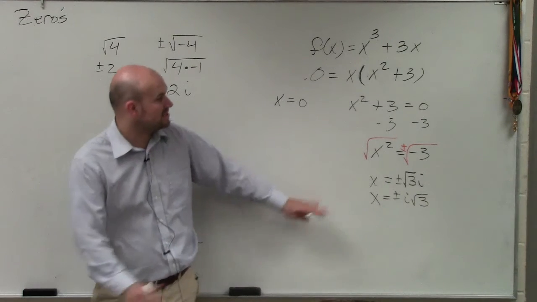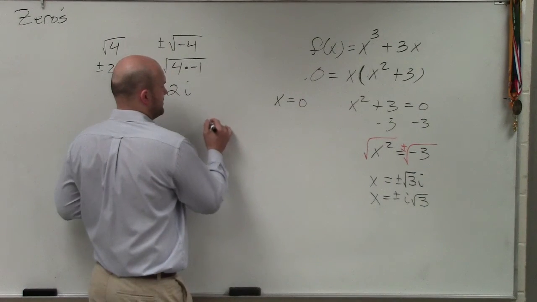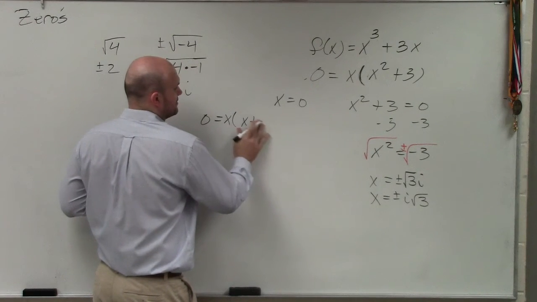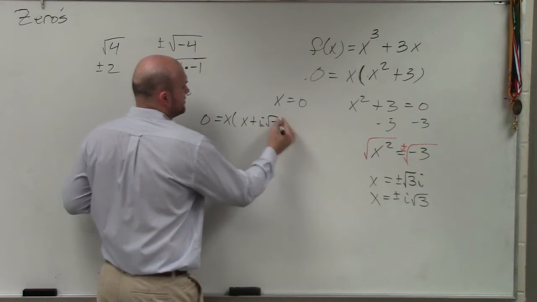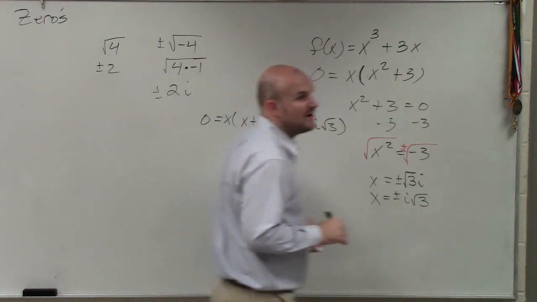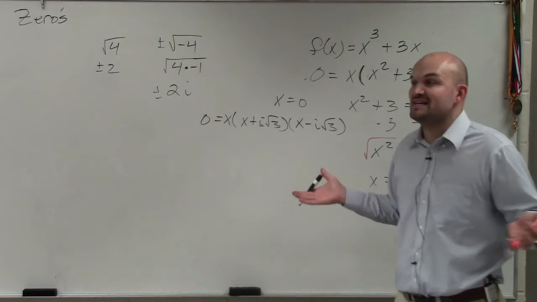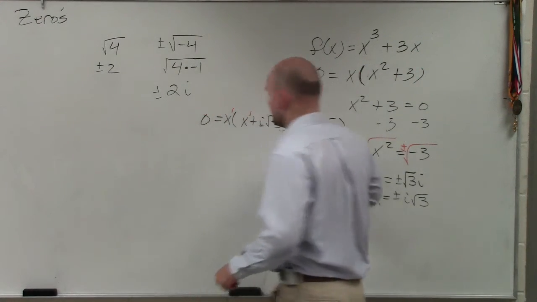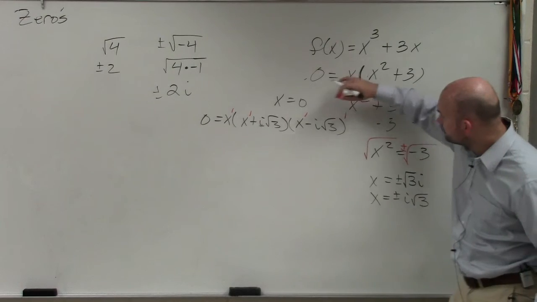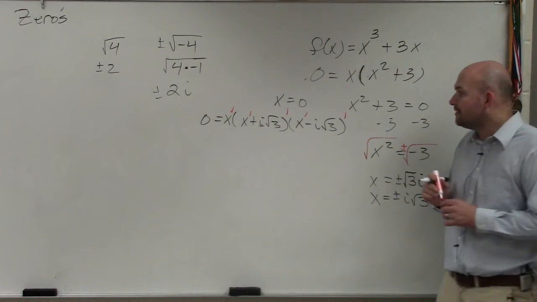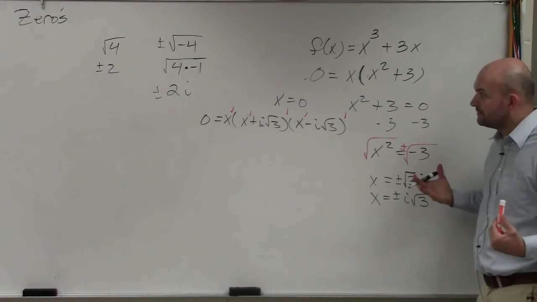So I could write this also as my factors. I could say 0 equals x times x plus i square root of 3 times x minus i square root of 3. If I was asking you to write them as the linear factors, do you guys agree that all of my factors are linear? They all have a multiplicity of 1. Everybody agrees with that too, right? OK, but there's a couple things that are important about this.